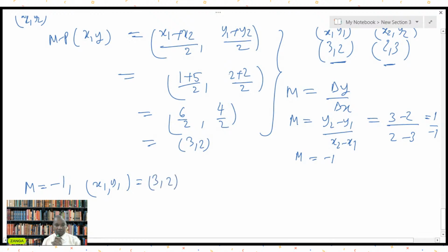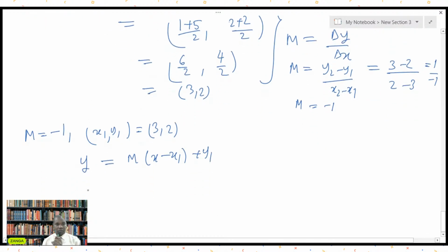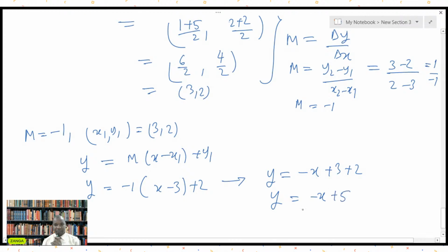So according to the point-slope equation, y equals m times (x minus x1) plus y1. So we'll be coming here, and you're going to have y equals negative 1 times (x minus 3) plus 2. You open the bracket, and you'll be having y equals negative x plus 3 plus 2. So y is negative x plus 5. So this is the equation of a straight line, dear students.